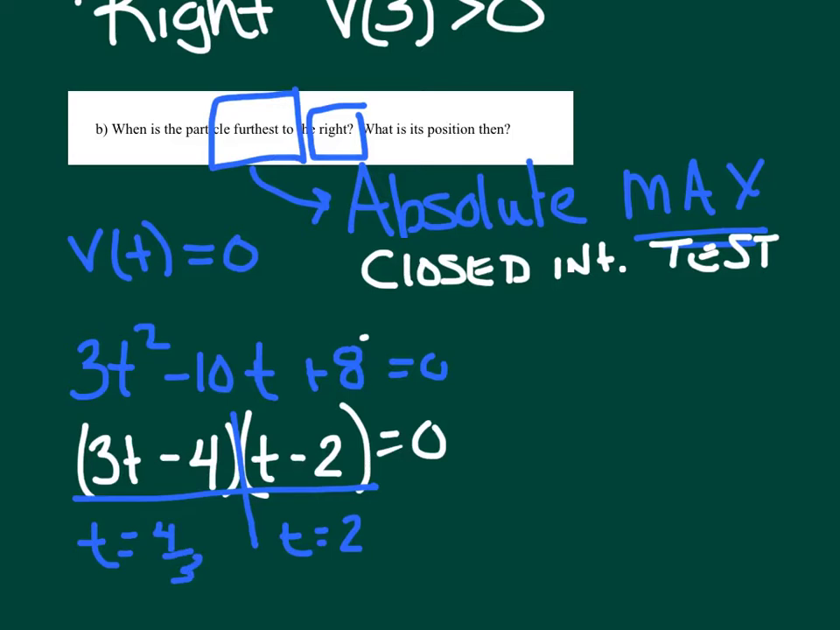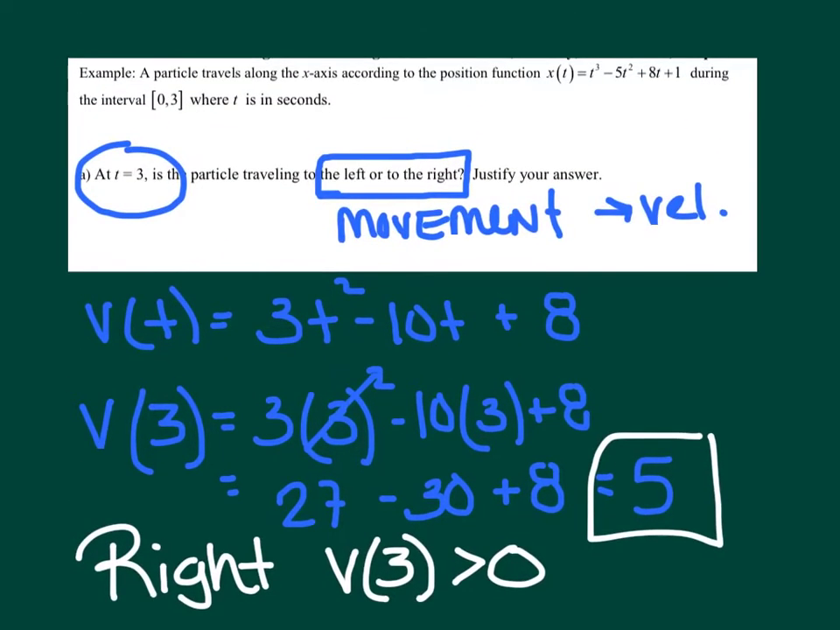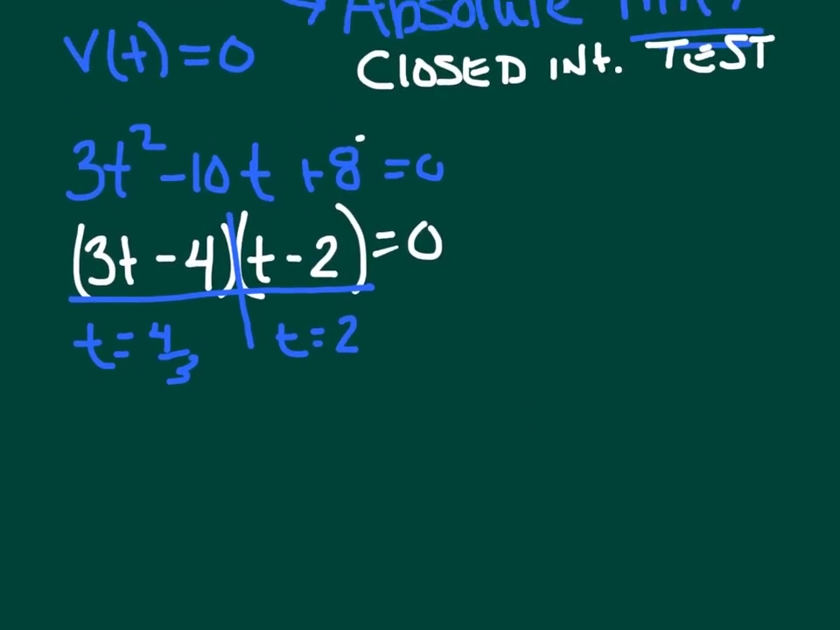Now remember, the word was farthest, so I'm going to treat it like an absolute. And if I scroll back, I think I had a closed interval. I did. They told me the closed interval was 0 to 3. So I'm going to treat this like an absolute.